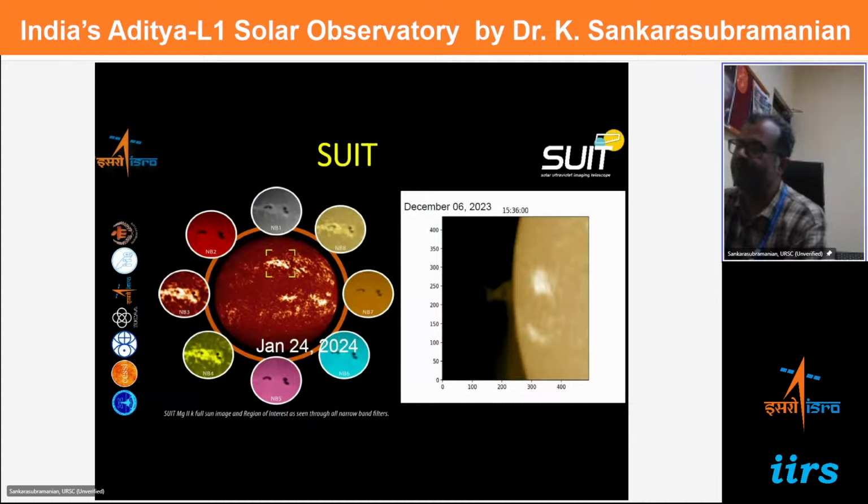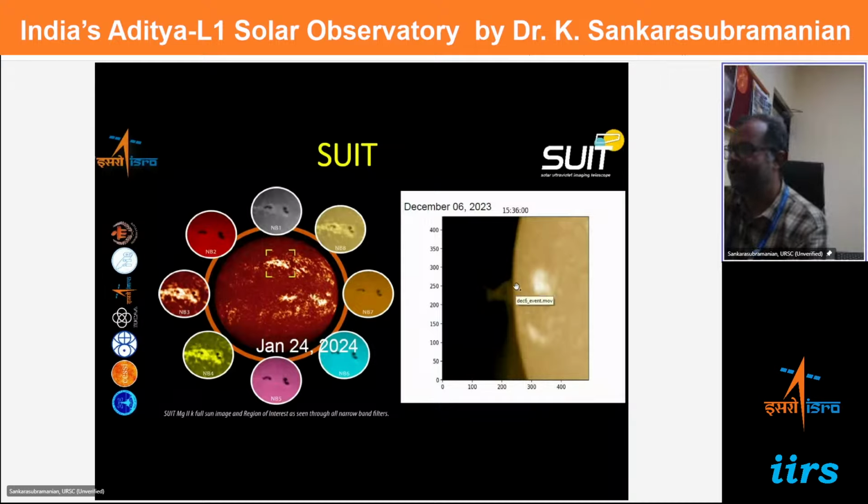SUIT also has a provision to take field of view images. From the full disk image, if I identify that I want to look at only a particular region and do very high cadence observations, for example, in these observations carried out on January 24, 2024, we have taken a small region from the Sun and looked at the bipolar structures, the sunspot, what you see here. And this can run through all the filters at a much higher cadence compared to full disk images. So if anybody wants to run high cadence images, you should go to the field of view mode, select the region of interest, and then go for high cadence observations.